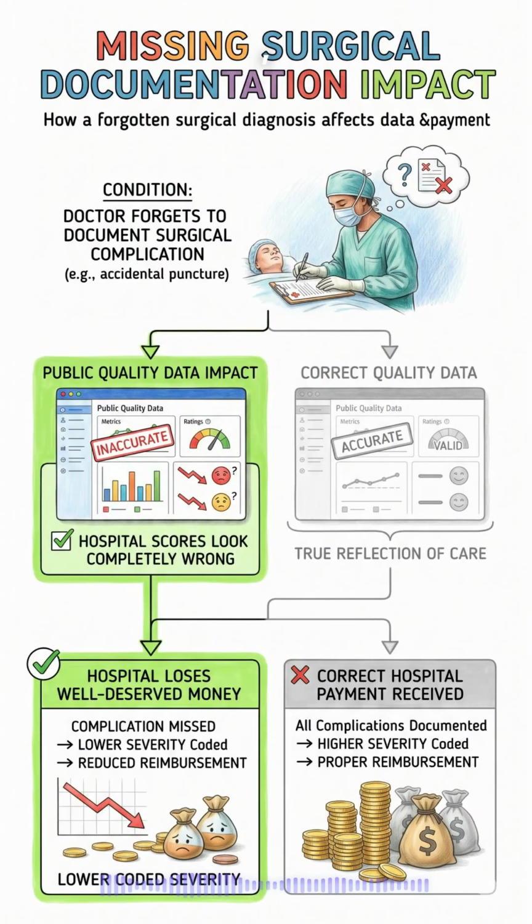33. What happens to the hospital data if a doctor forgets to document a complication during surgery? The public quality data will look completely wrong, and the hospital will lose well-deserved money. Accurate surgical documentation is required to show exactly what happened inside the hospital operating room.